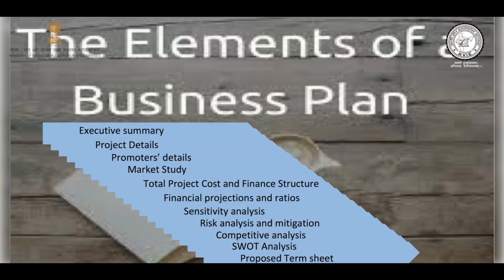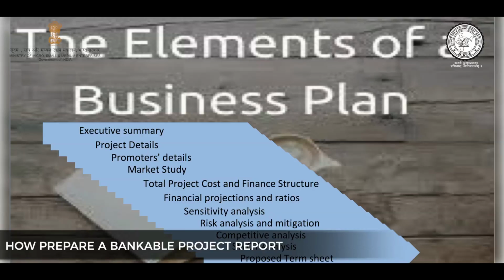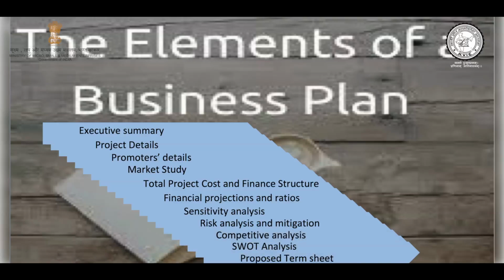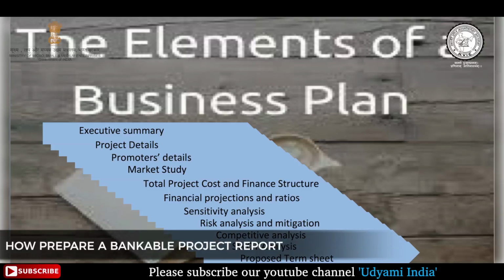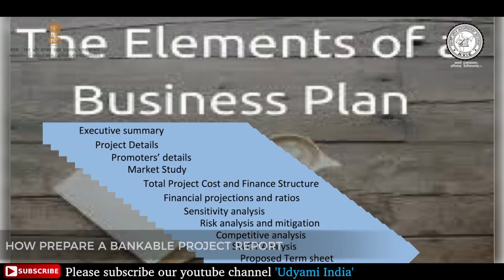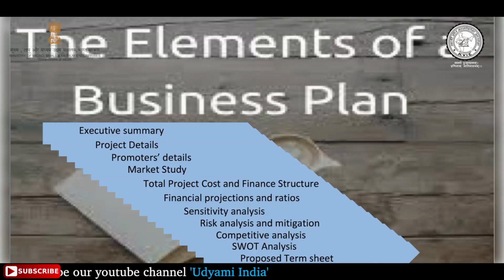So there are many elements that comprise a business plan. There can be many inputs, and many documents can be required as an annexure or as support of a business plan. For example, there could be an executive summary, project details, promoter details, market study, total project cost and finance structure, financial projection and various ratios, sensitivity analysis, risk analysis and mitigation, competitive analysis, SWOT analysis, and proposed term sheet.